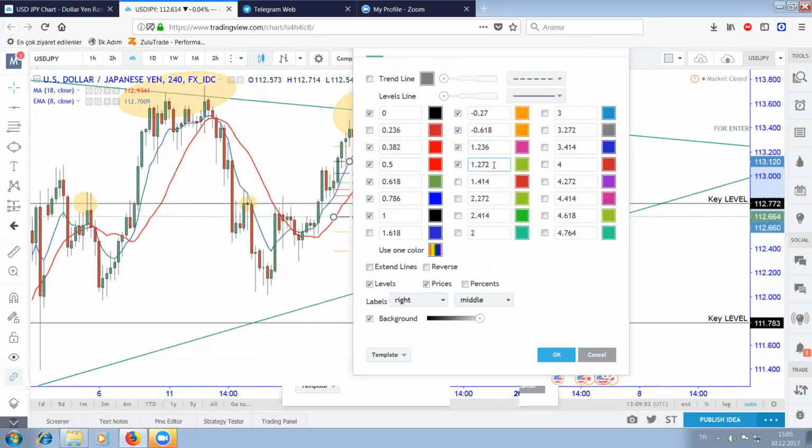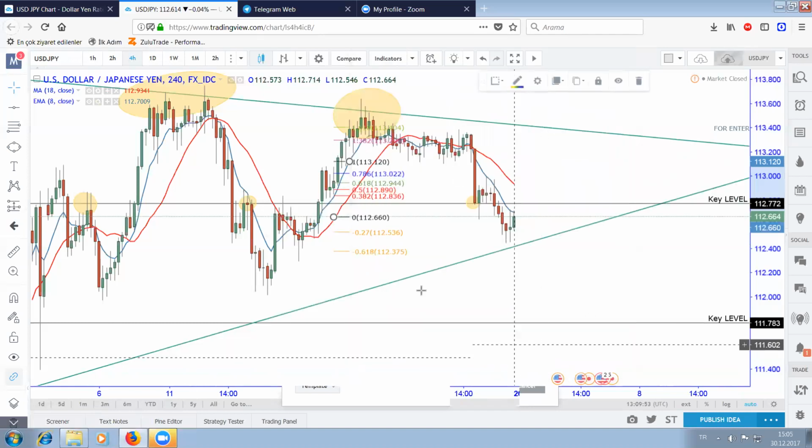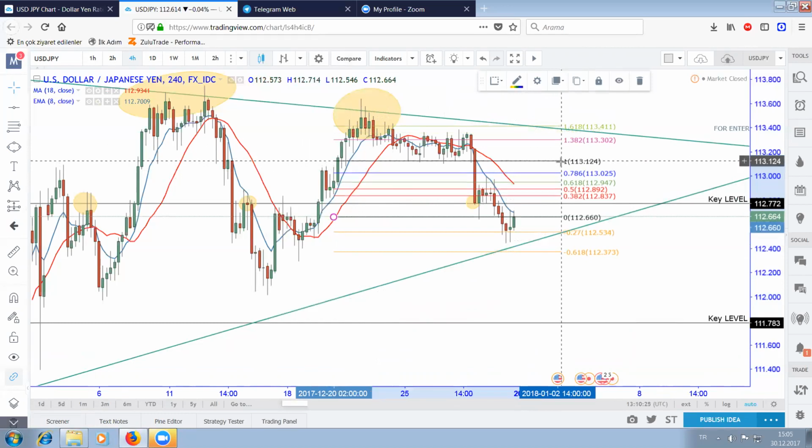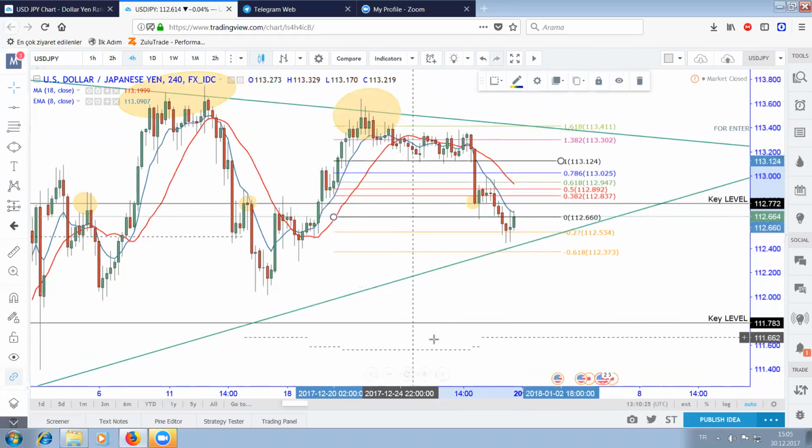I'm taking these points from its own levels, like the percentage of 61.8 and the percentage of 38.2. When we add it, we will see that, and let me adjust it like this for you to see when we add the position. Okay, we have the stop loss here.